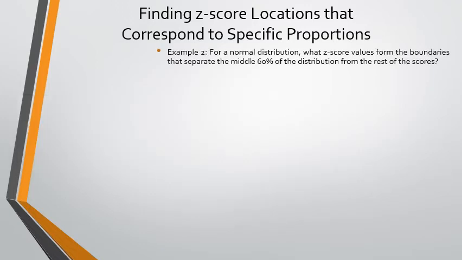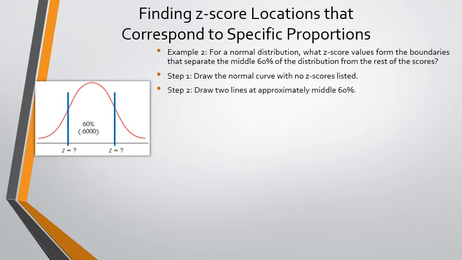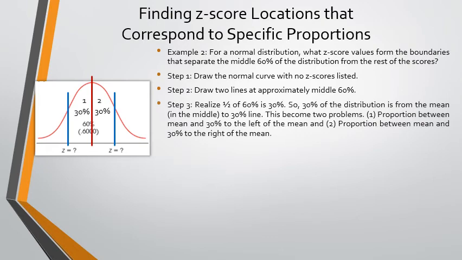Here's another example. For a normal distribution, what z-score values form the boundaries that separate the middle 60% of the distribution from the rest of the scores? All right, this is a little different. You're going to draw the normal curve again. You don't know z-scores. You're going to draw 2 lines, which would represent the approximate middle 60% of the distribution. So what I always do in these problems is I split it in half. I draw a line down the very middle of the distribution, which would be where the mean is, and I turn it into 2 problems. So I put half of the distribution, 30%, on the left and half the distribution on the right.